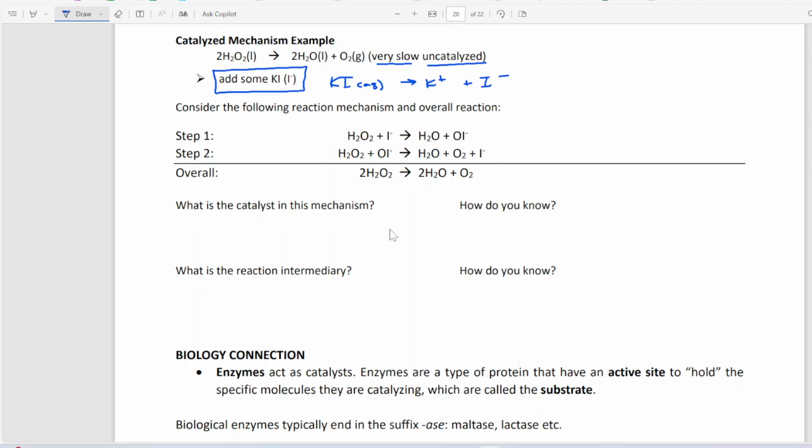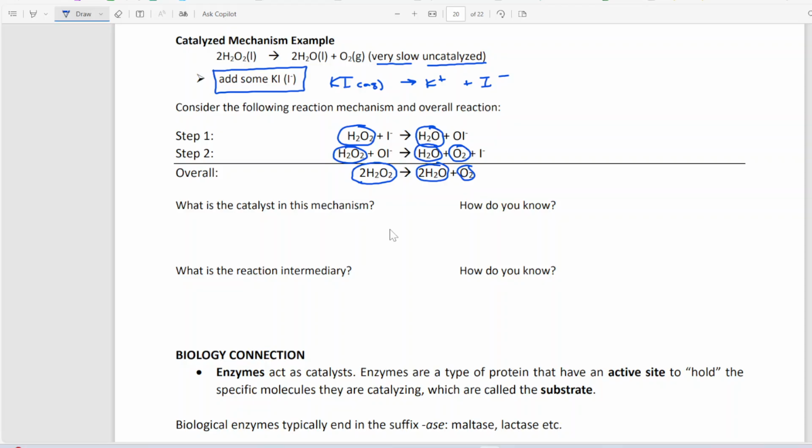If you look at this reaction, you've got H2O2 plus I minus going to H2O plus OI minus, and then H2O2 plus OI minus going to H2O plus O2 plus I minus, so that your overall reaction is two H2O2 combining to form two waters and an oxygen gas. So all of those are reactants and products. Everything else is either a reaction intermediate or a catalyst.